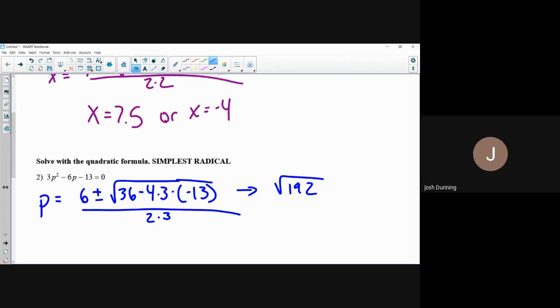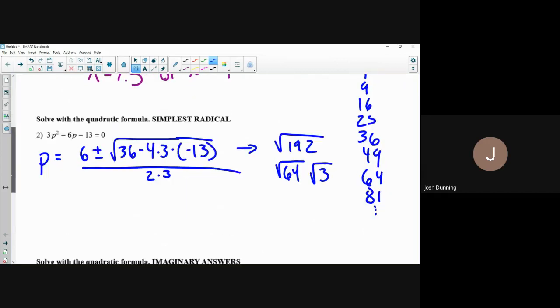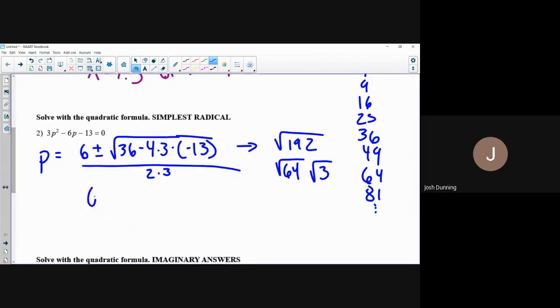Now this says simplest radical form. So you got to go through your list of perfect squares, write it out if you need to, start dividing, try to find the biggest one, and it turns out it's 64. You multiply 64 by 3 to get 192. Now I'm going to bring that back to my answer. Taking the square root of 64, which is 8. 2 times 3 is 6 on the bottom.